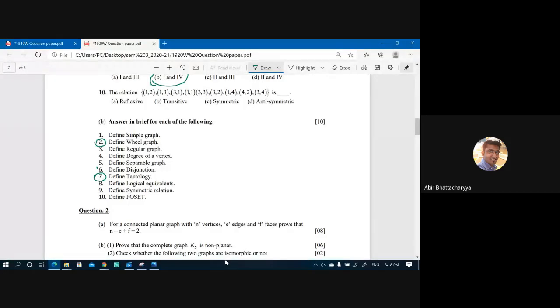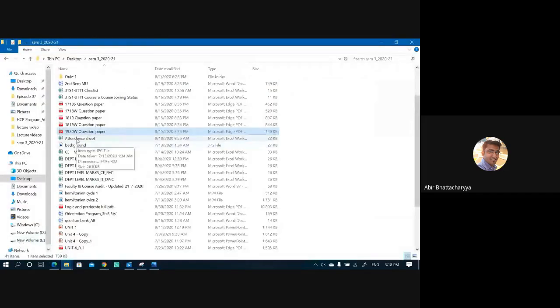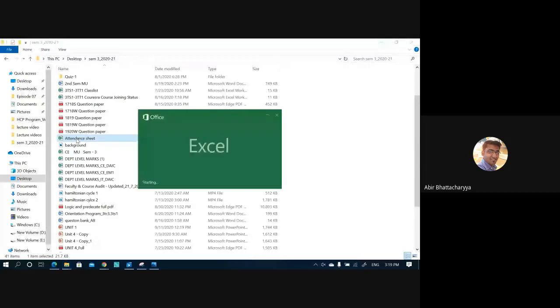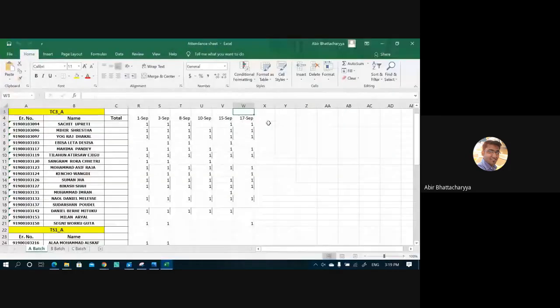Even if I talk about the attendance table, you can check it. Let's check the attendance table. It's not a tautology. It's a contingency. Your attendance table is a contingency. Look at this: 1 1 1, 0 1, 1 1. So in any case, it's a contingency. I can give you some task also.